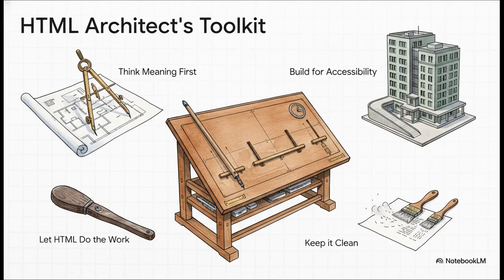So, let's wrap this all up. What's the architect's toolkit we've built today? It's simple, really. One, think meaning first, always. Two, build for accessibility, because it's non-negotiable. Three, let HTML do the hard work for you. And four, keep your code clean. That's how you build like a pro.